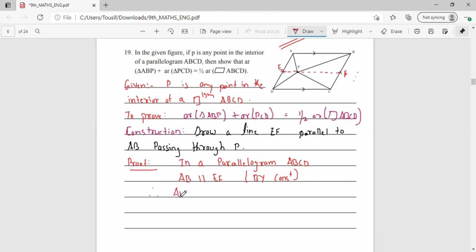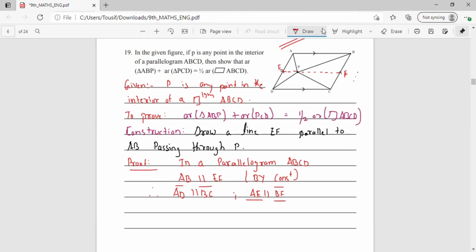So AD will also be parallel to BC because it is a parallelogram. Opposite sides of the parallelogram are equal and parallel. So AD is parallel to BC, right? So we can say that AE also will be parallel to BF, because these are two parts of the parallel lines. AE is part of AD, whereas BF is a part of BC. And already these two lines are parallel. So the parts of parallel lines also will be parallel, right?